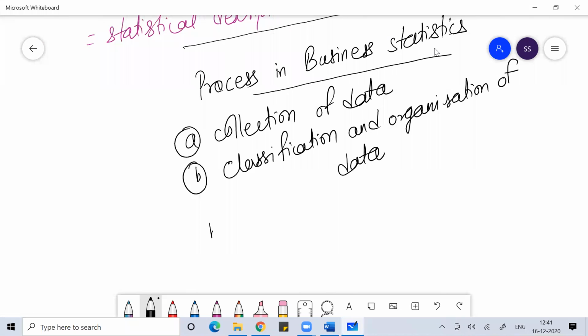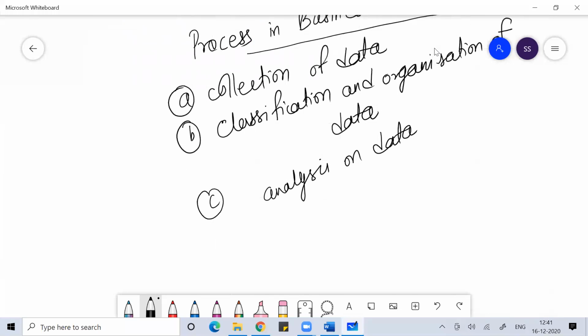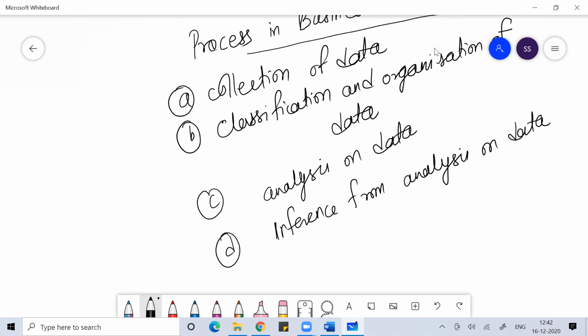Once we classified and organized the data, the third part was the analysis of data. In the analysis part, we have discussed univariate data analysis, bivariate data analysis, and multivariate data analysis. Then the next part we discussed was the inference from the analysis of data. What is the analysis you did, and what inference you got from that analysis, is very important. And once you get that inference, you need to tell the world the inference you got.